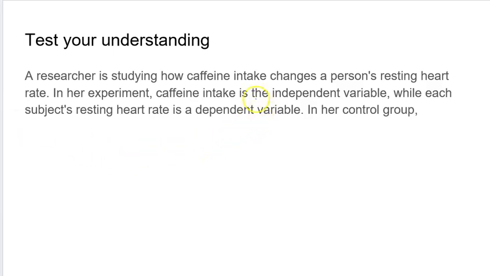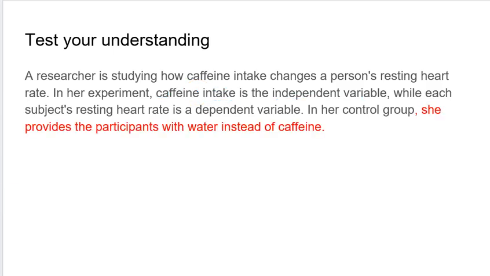You guys might be right, because we just need to eliminate the caffeine intake, our independent variable. And instead of giving them caffeine, we can give them water. So it means the control group is the participants with water instead of caffeine. And that would be the control group for this experiment.